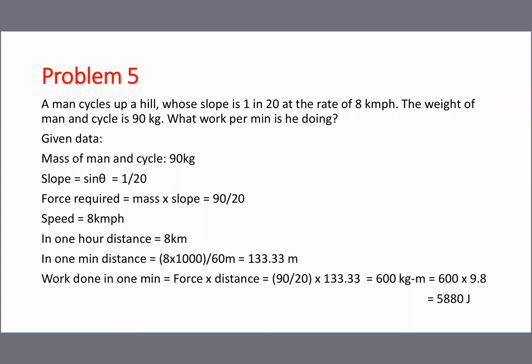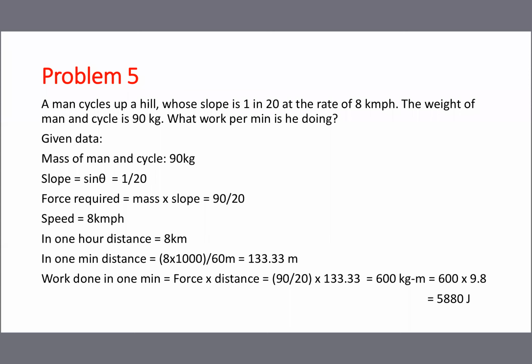So go to problem number 5. A man cycles up a hill whose slope is 1 in 20 at the rate of 8 km per hour. The weight of the man and cycle is 90 kg. What work per minute is he doing? So the problem is again a work done problem. Two data are required, force and distance. We check whether the data is given or not.